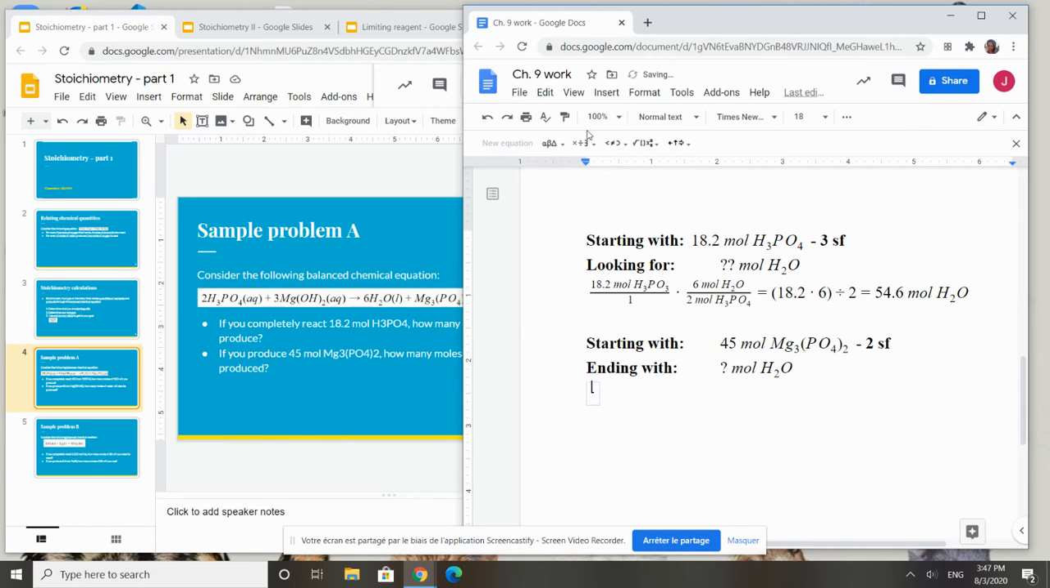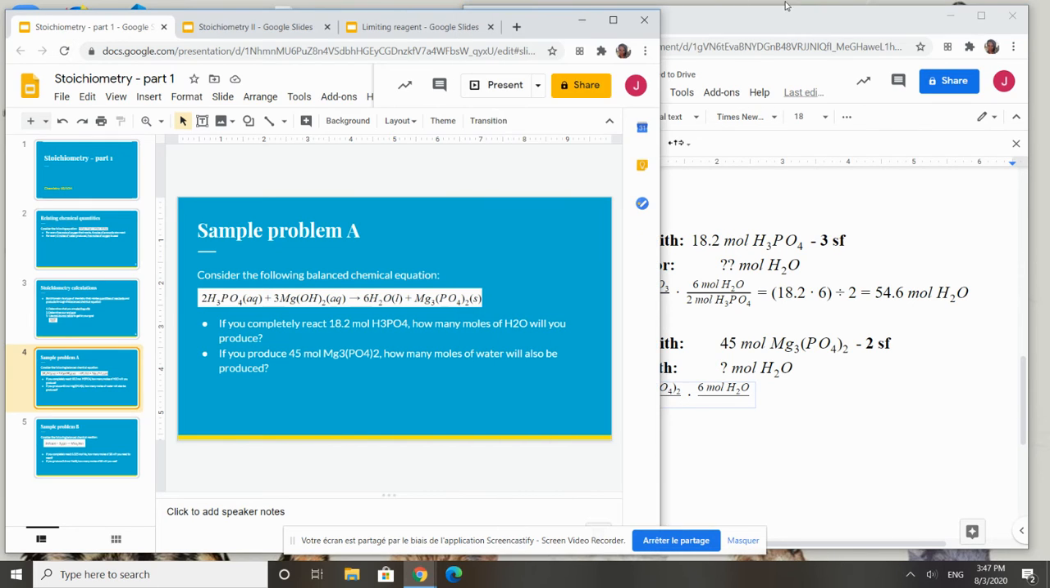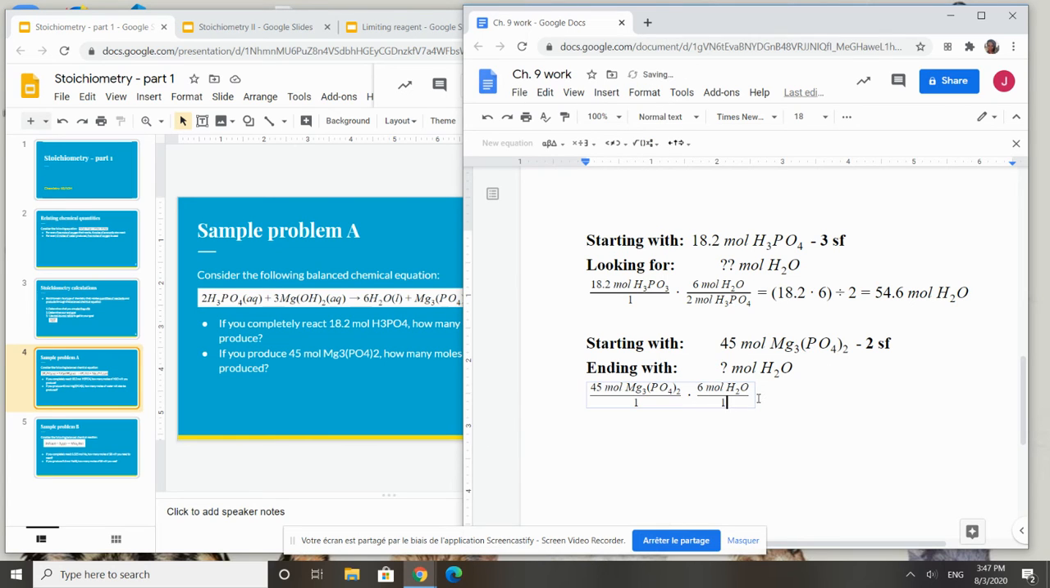I take what I started with and I put it over 1. I go to my balanced chemical equation. It applies for both of them. I put 6 moles H2O up top. And then on the bottom, I find my Mg3(PO4)2. I see that there's nothing in front of it. That really means that it's a 1.